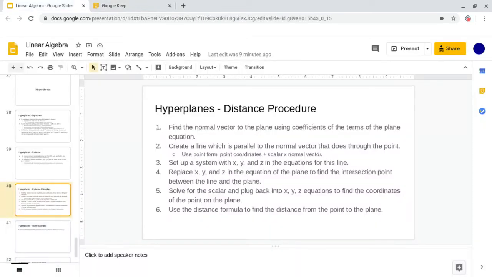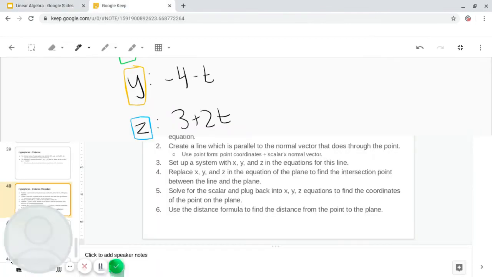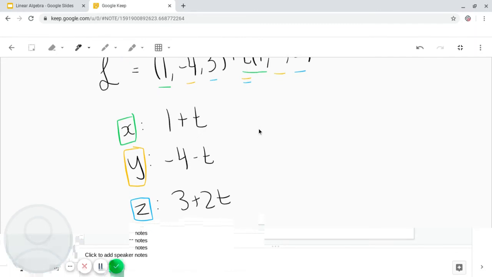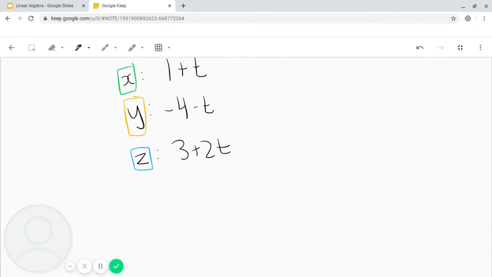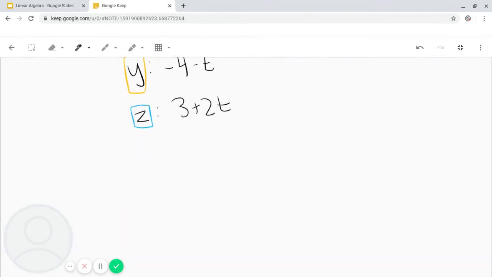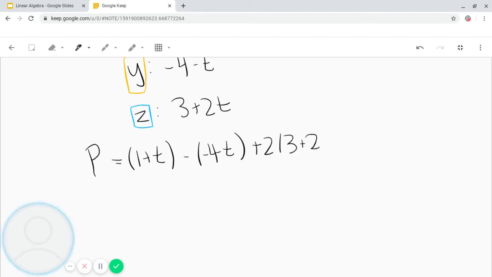Okay. So let's go back here. We've done our first 3 steps, and then we want to do our 4th step. So replace x, y, and z in the equation of the plane to find the intersection point. So use these equations here, which we just created, in the equation of the plane. So then we'd replace x, y, and z: 1 plus t, 1 plus t minus -4 minus t plus 2 times 3 plus 2t equals -1. Okay, so if we simplify, then we have 6t equals -12, so t equals -2.